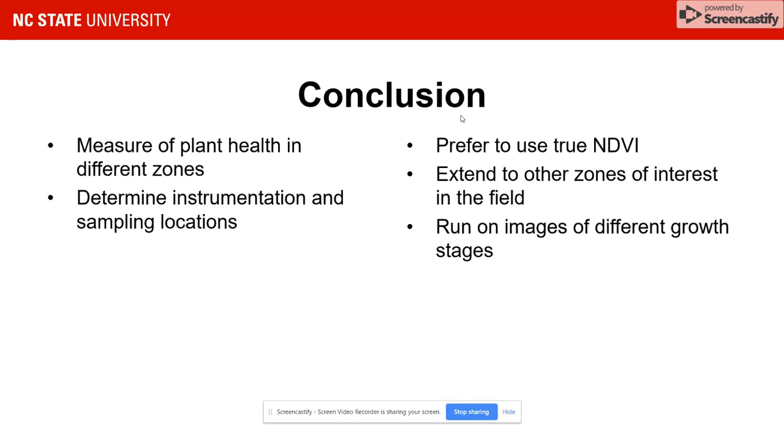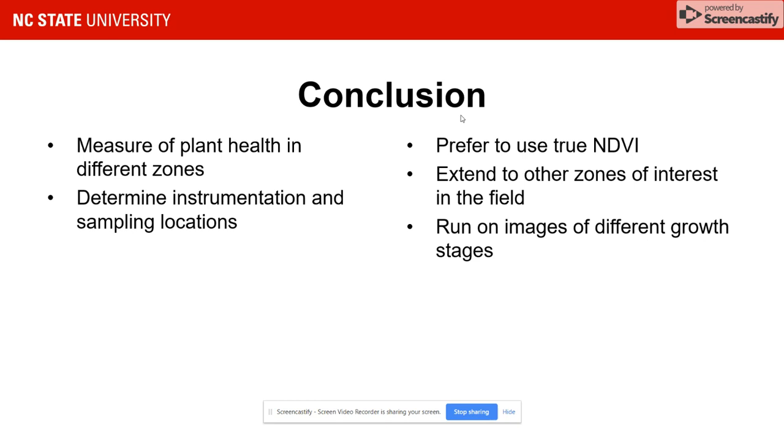So in conclusion, we were able to measure variability throughout the field in terms of the rows and the field edges. And the purpose of this is to determine where we want to instrument and sample in the field for future studies. And again, this will be great to extend to other zones of interest throughout the field. With other vegetative indexes, you can look for different forms of variability.